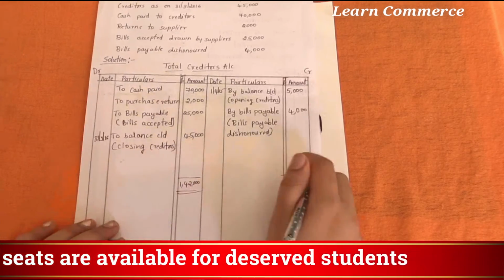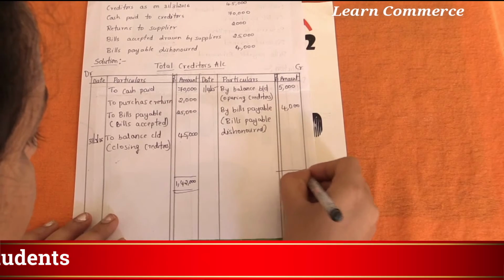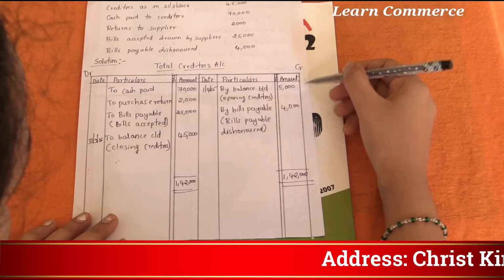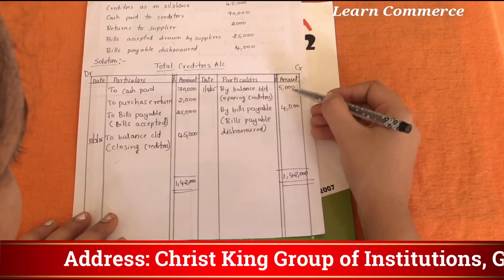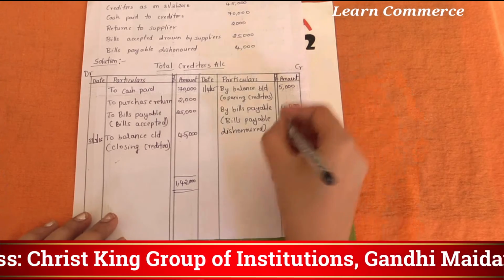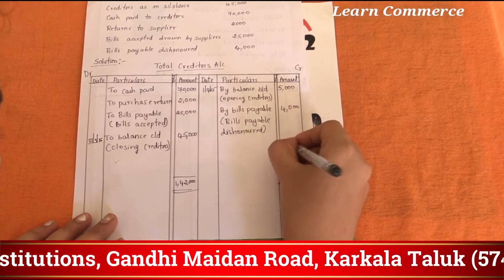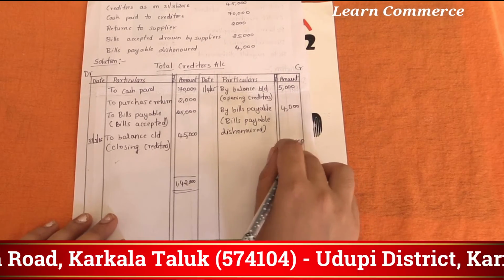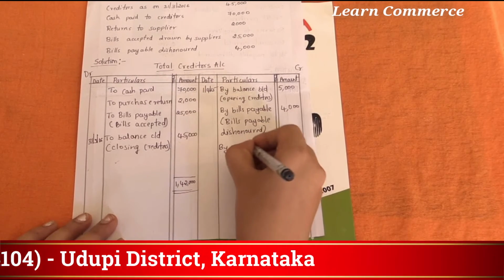The same thing you should write in the credit side, 1,42,000. Yes. From 1,42,000 you should deduct these two amounts. Okay. So 1,42,000 minus 5,000 minus 4,000, you can get the amount. The balancing amount will be 1,33,000. This 1,33,000 is nothing but credit purchase.